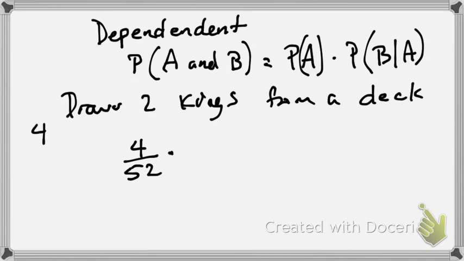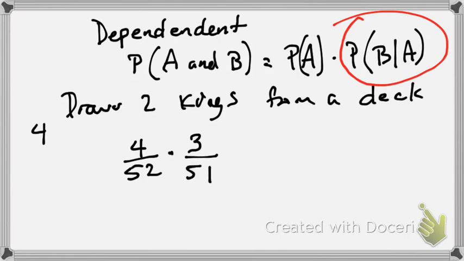Now what it means with dependent events is I want to draw 2 kings, so I'm going to draw a king and hold it in my hand. How many kings are now left? Well, we took 1 away, right? We're saying this part right here, this probability of B given A, is specifically saying you have drawn a king. You're holding the king in your hand. So given that A happened, well, A said that I wanted to draw a king. You've done that. So now there's only 3 kings left in the deck, and there are only 51 cards left in the deck because one of those cards is in my hand.